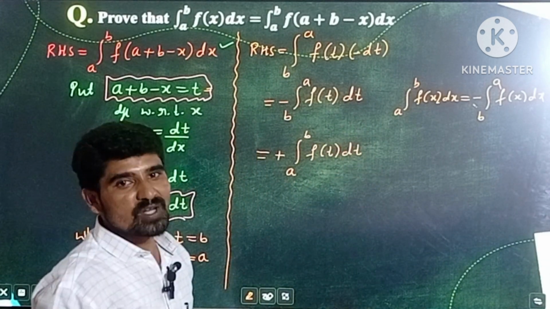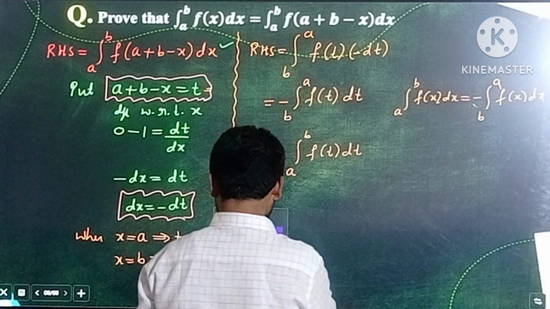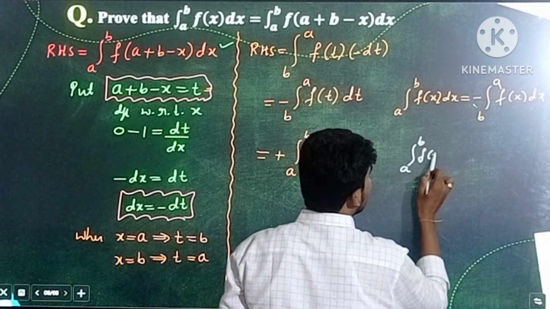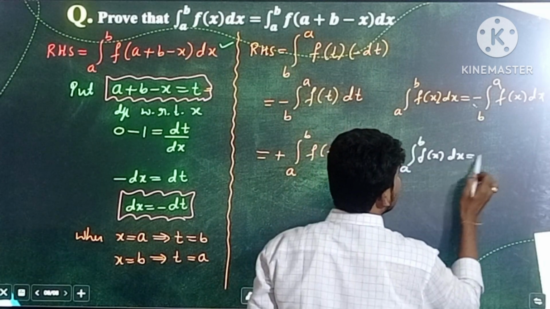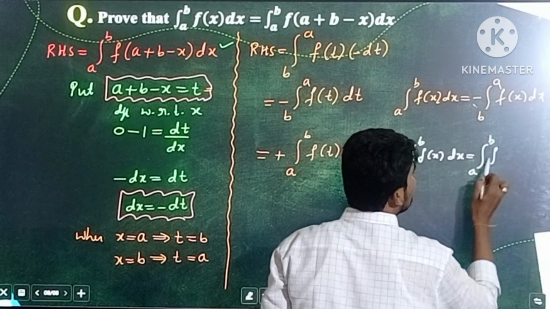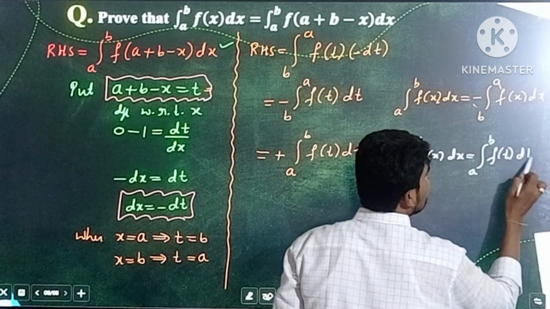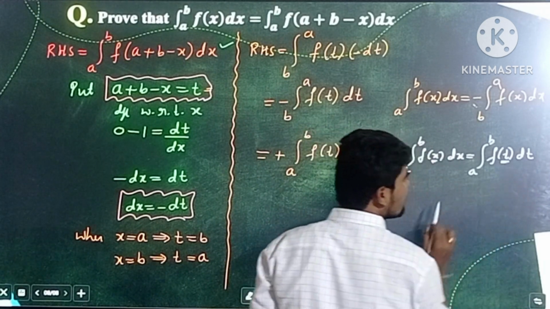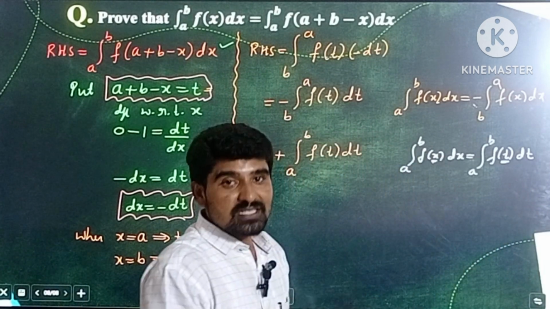And here we also have one more property, that is, integration from a to b of f(x) dx is equal to integration from a to b of f of t dt. If we change the variable involved in the function, the integral value remains the same.